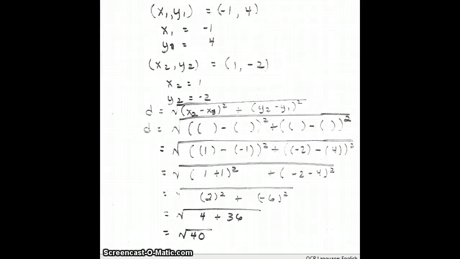If you had a chance to look at it then, you should have gotten the square root of 40, and if you did that, then you can leave it just like that and you don't need to do anything else.